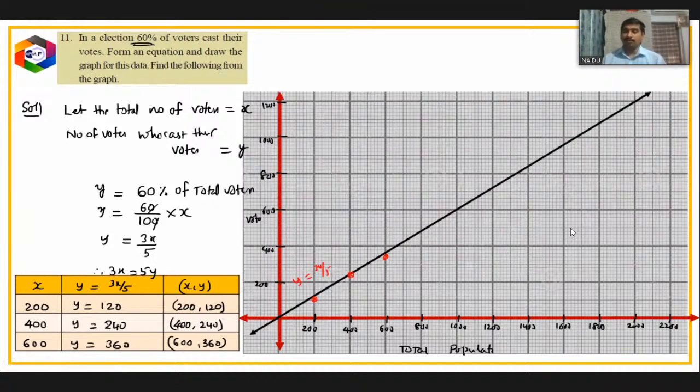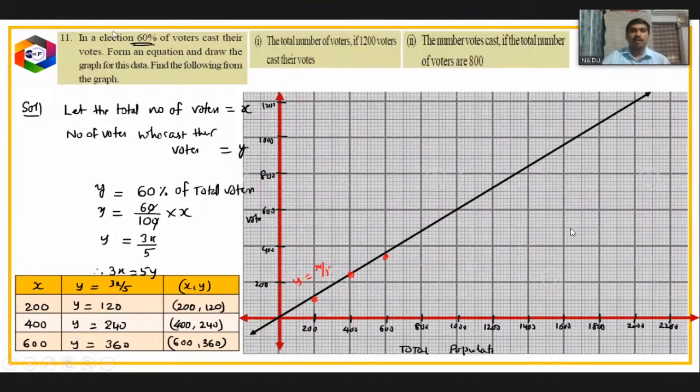Now with this the problem is not completed. Observe children, here a few more questions are given. Here two questions are given. The total number of voters if 1200 voters cast their vote.